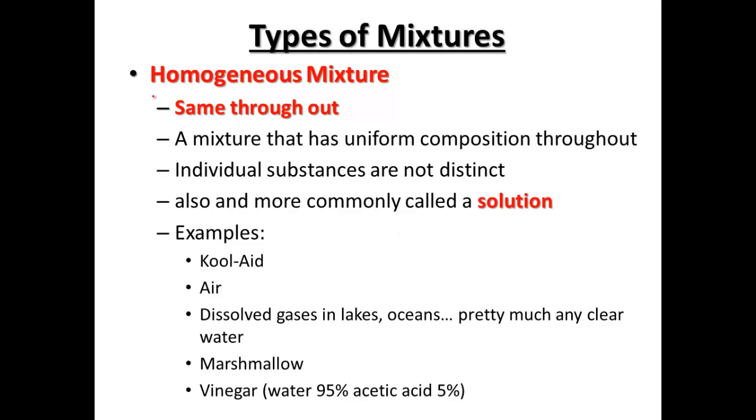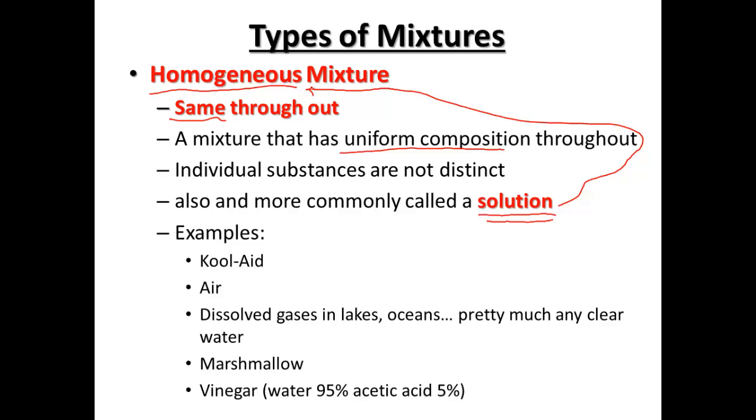Homogeneous mixtures are mixtures that are the same throughout. So a mixture that has a uniform composition throughout, meaning that it's the same throughout. So individual substances are not distinct. You couldn't tell one part from another part. They'd all be very similar looking. More commonly, we're going to know them as solutions. So anytime you hear the word solutions, you can think of a homogeneous mixture. So they are commonly called solutions.